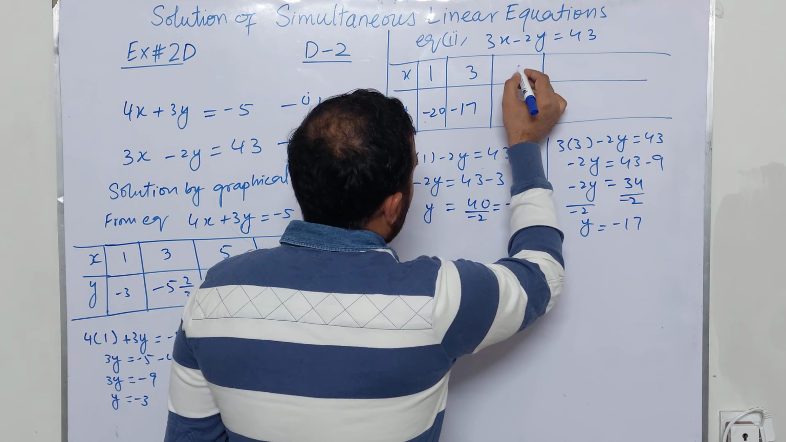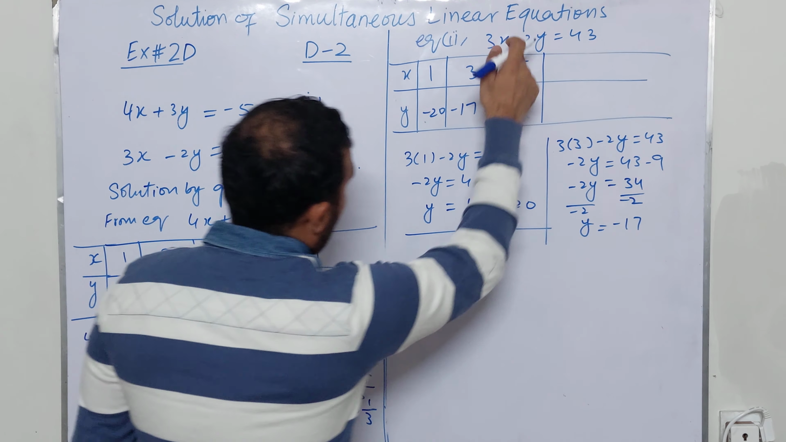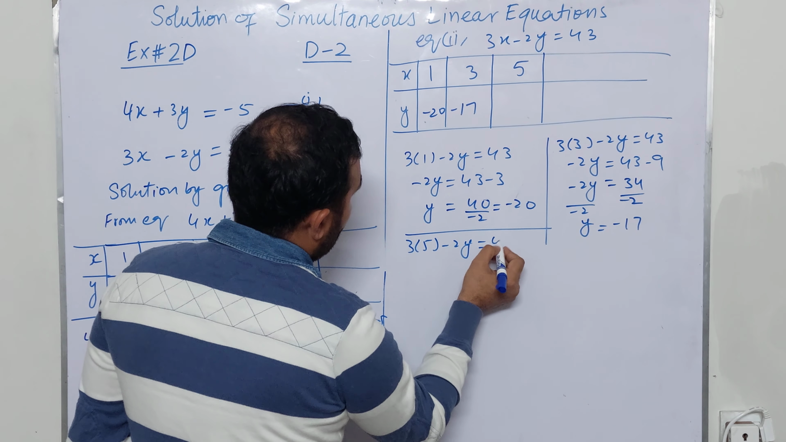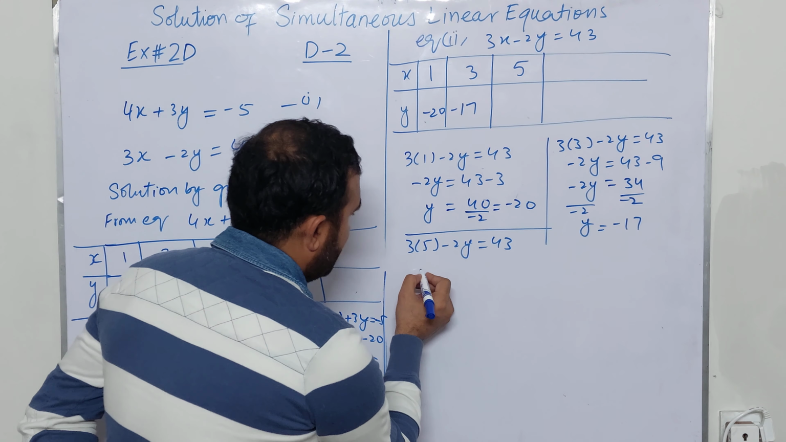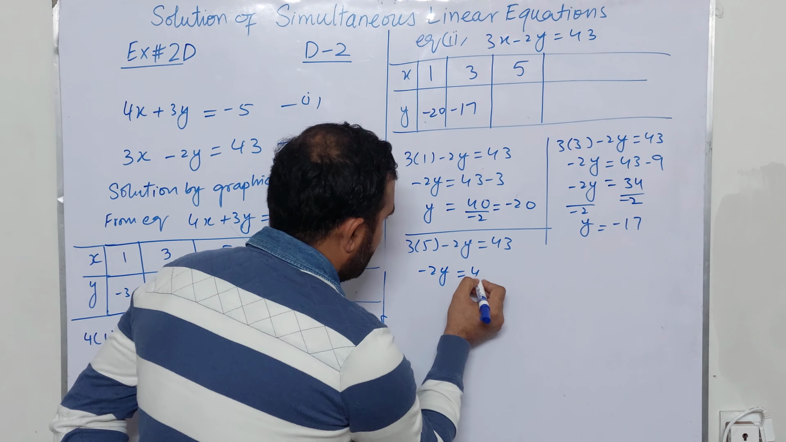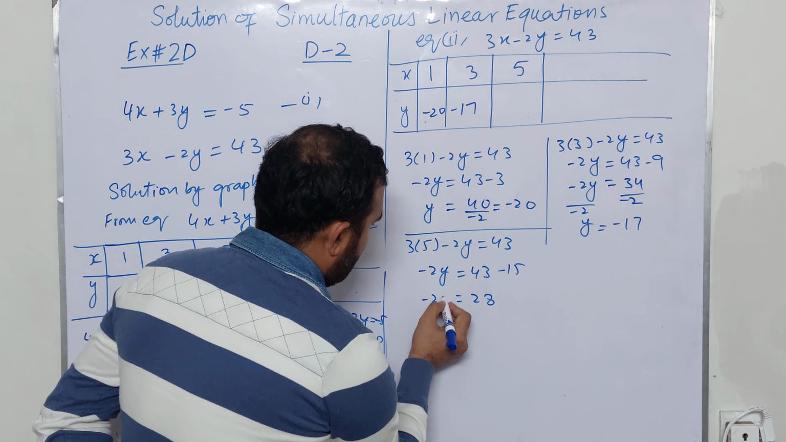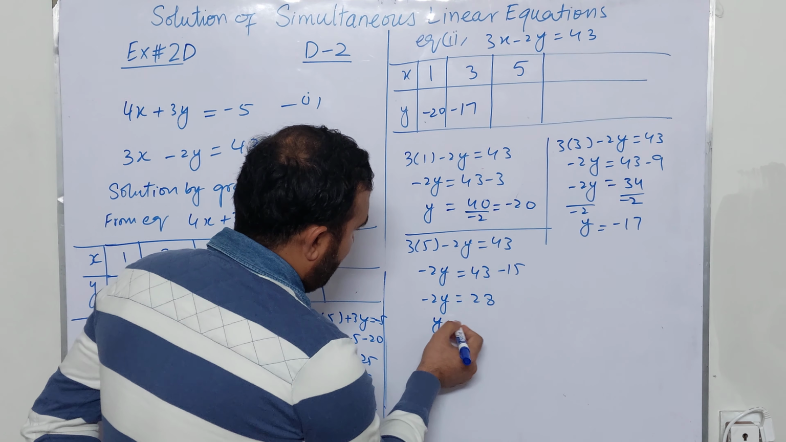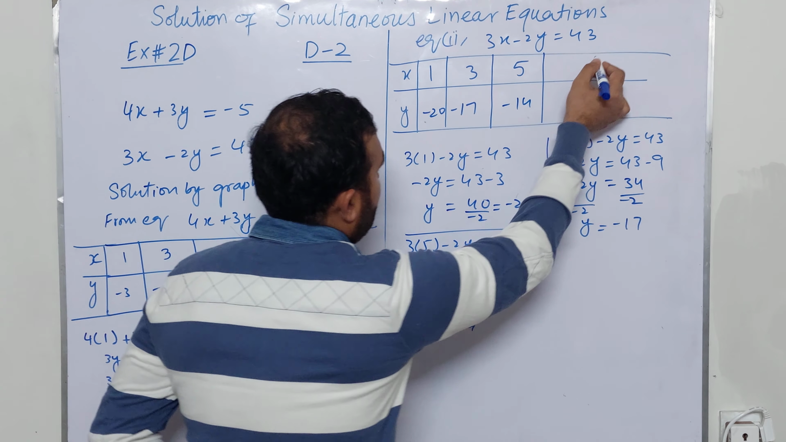If we choose the next value of x as 5, just put 5 over here, so 3 times 5 minus 2y is equal to 43, and 3 5s are 15, shift this 15 to the other side, so it will be minus 2y is equal to 43 minus 15, which is equal to 28, and if you divide both sides by minus 2, you will get minus 14.